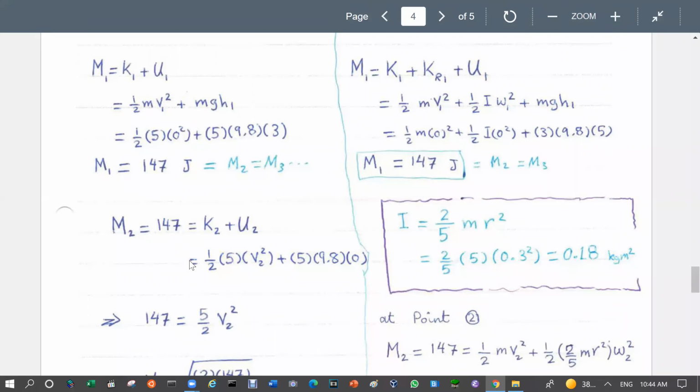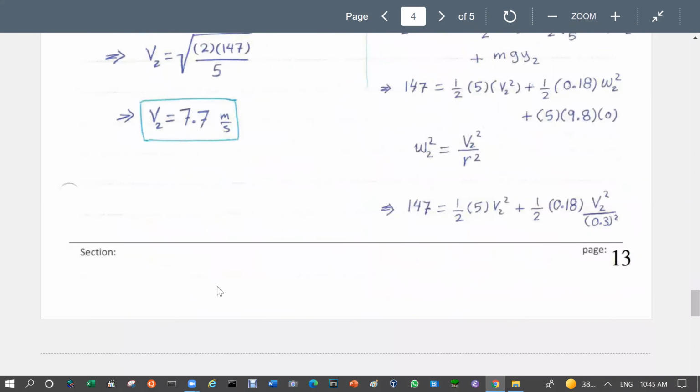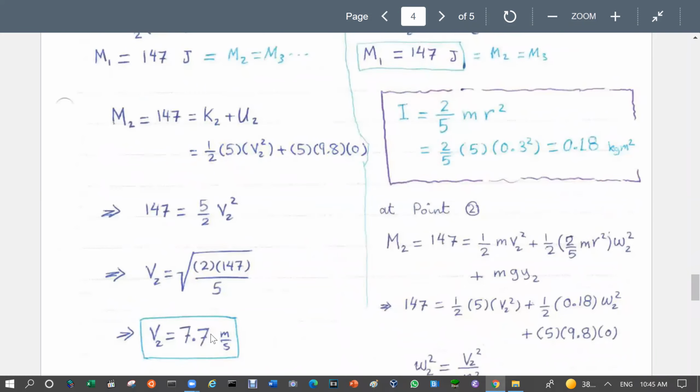Now 147 is equal to 5/2 multiplied by velocity squared. 5 is the mass now. So the velocity is the square root of 2 multiplied by 147/5, which will be 7.7 meters per second. It will be the same also at point number 3. So the velocity here is 7.7 meters per second. I'm talking about linear velocity.